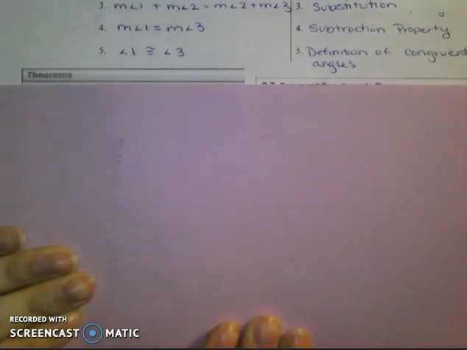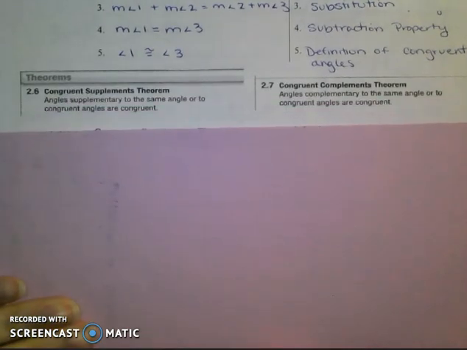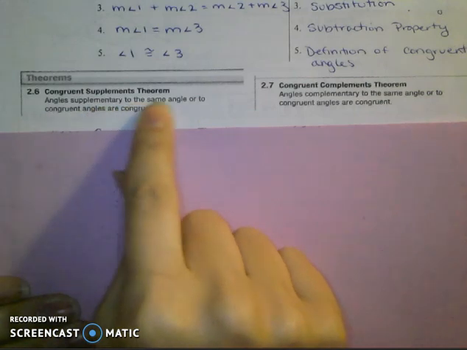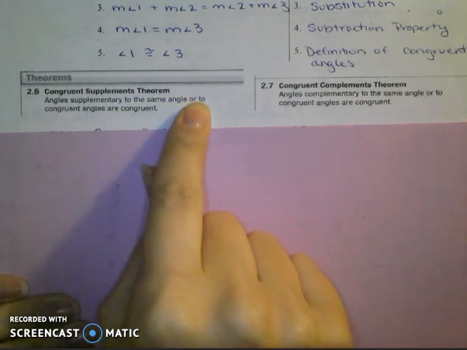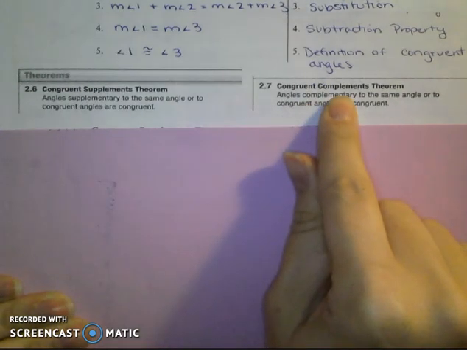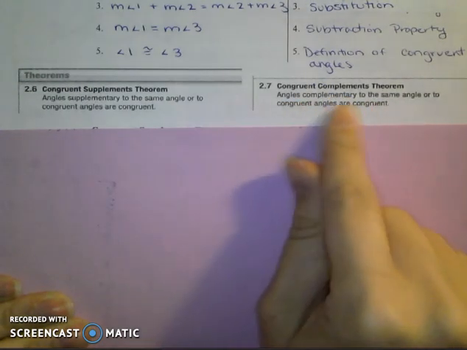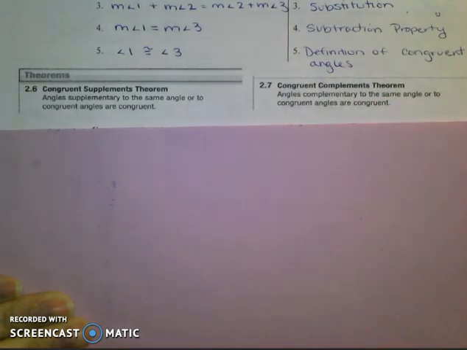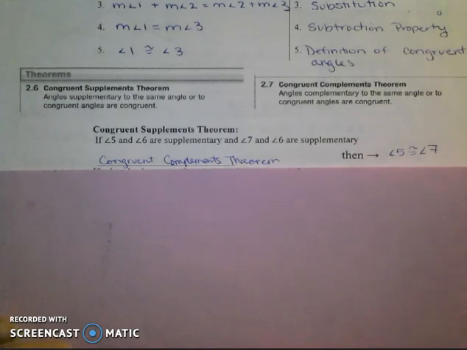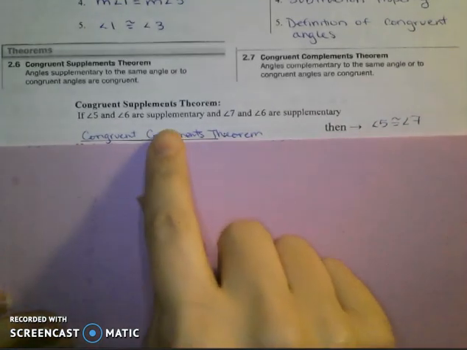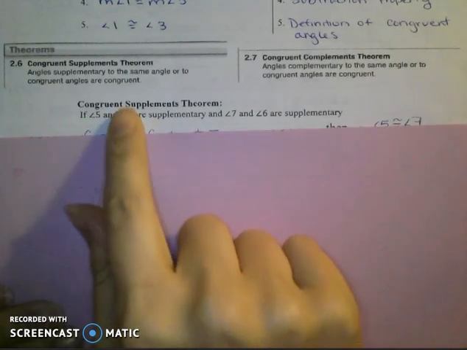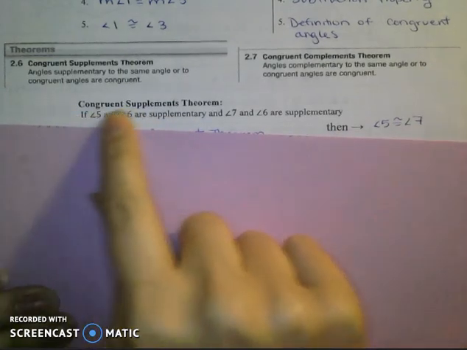Two other theorems that we want to talk about here. We've got congruent supplements. That's just saying that if angles are supplementary to the same angle, then they're congruent. Okay, it works for complementary too. If they are complementary to the same angle, then they are congruent. So let's go ahead and write that out. Congruent complements here is what we're going to refer to down here, but let's finish this one. There we go. Congruent supplements theorem.